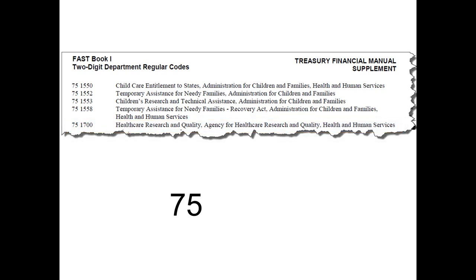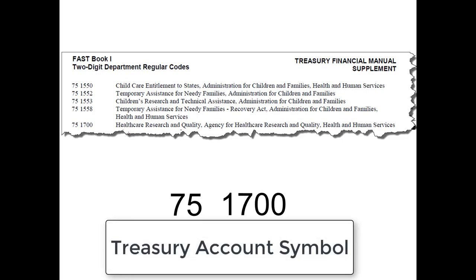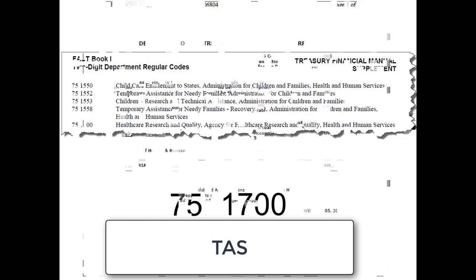The first 2 digits identify the agency, in this case, HHS. All HHS Treasury symbols begin with 75. You may also see the agency identifier with a 0 preceding the 75. The last 4 digits identify the account, Healthcare, Research, and Quality. The combination of these digits forms the Treasury account symbol, or TAS.